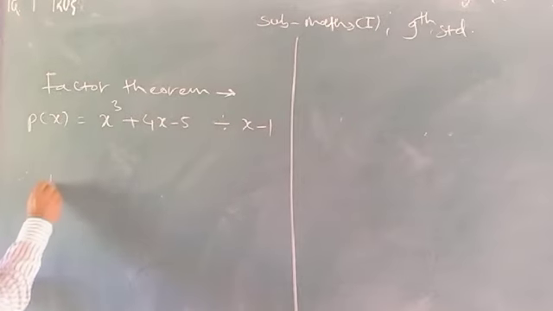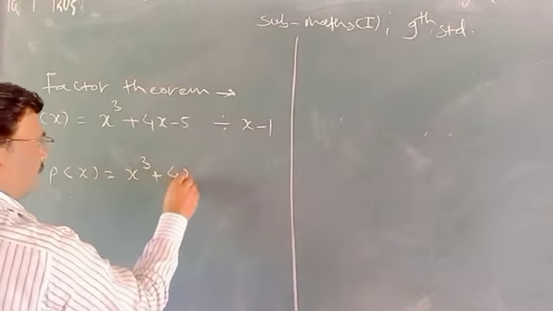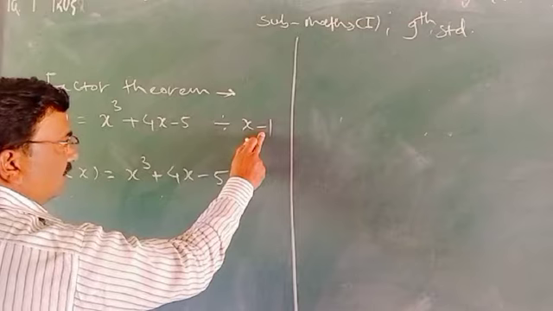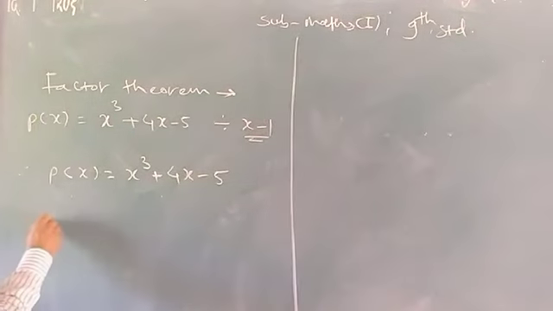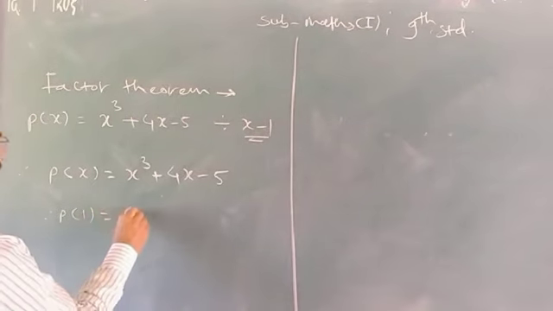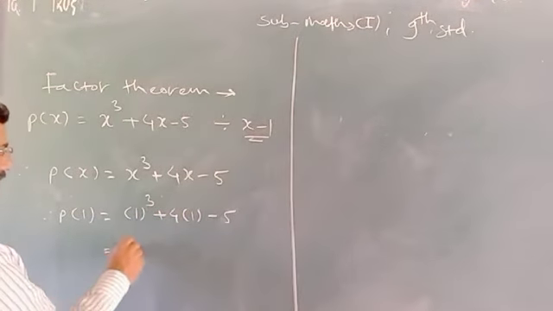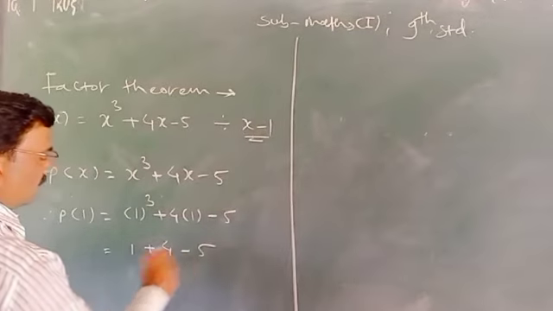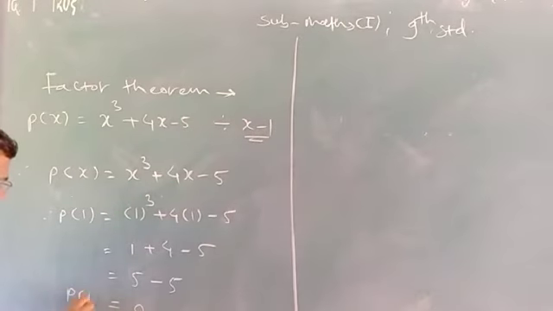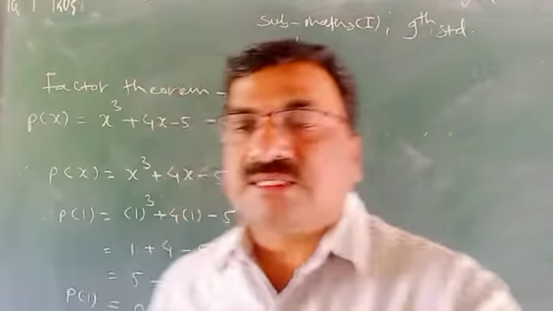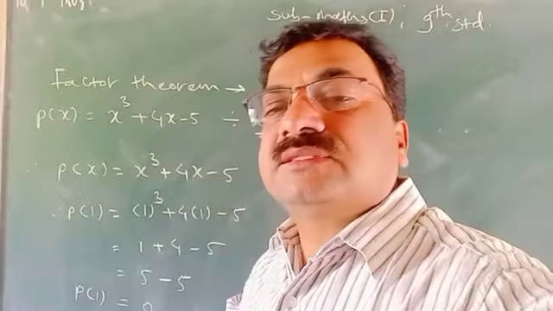Therefore, p of x is equal to x cube plus 4x minus 5, and the value of the variable is 1. The opposite of minus 1 is plus 1. Therefore, p of 1 is equal to 1 cubed plus 4 into 1 minus 5. Cube of 1 is 1, plus 4 is 5, minus 5 is equal to 0. So p of 1 is equal to 0. That is, the value of the polynomial is 0.